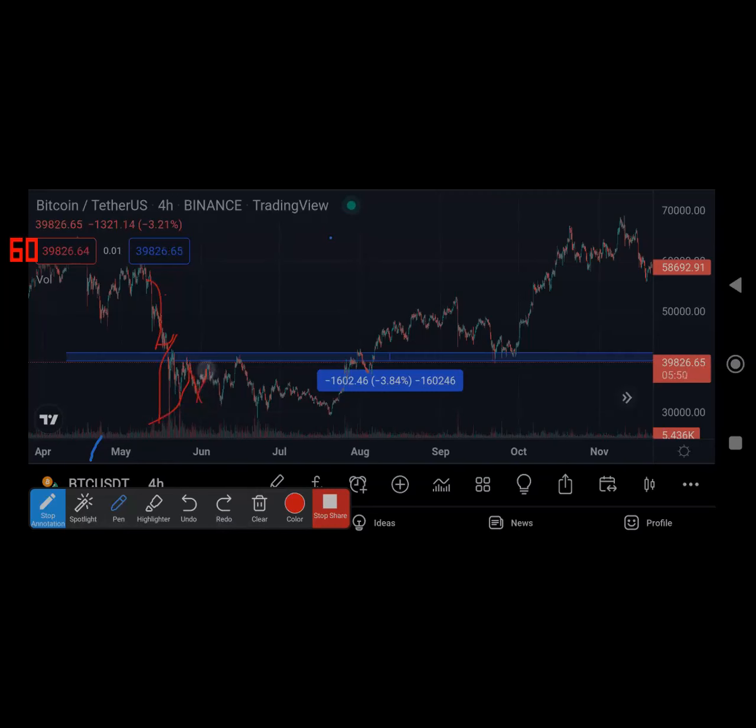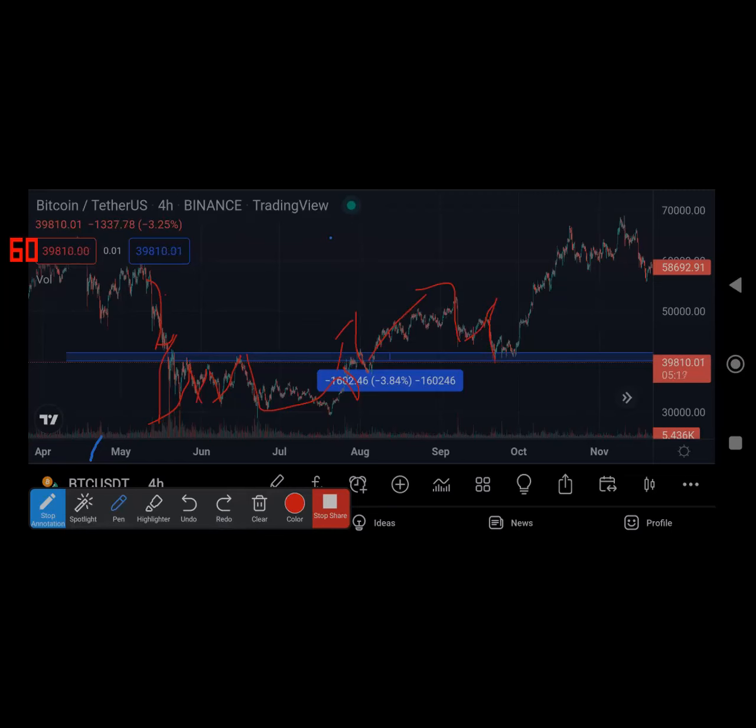It came again, it rejected it and bounced back. It came again, it rejected it, like it did so many times. Now it has broken it, and it has become a support. It came back the first time, tested it, and bounced back. It's trying to come close, but because there's a support there, it bounced back. It came again here, we tested it, and it held as a support.